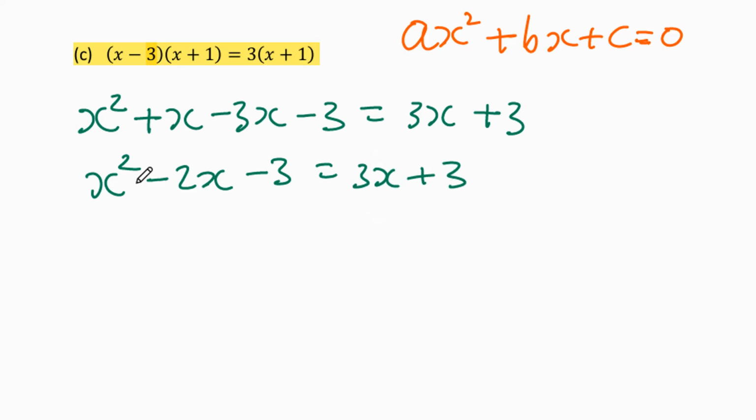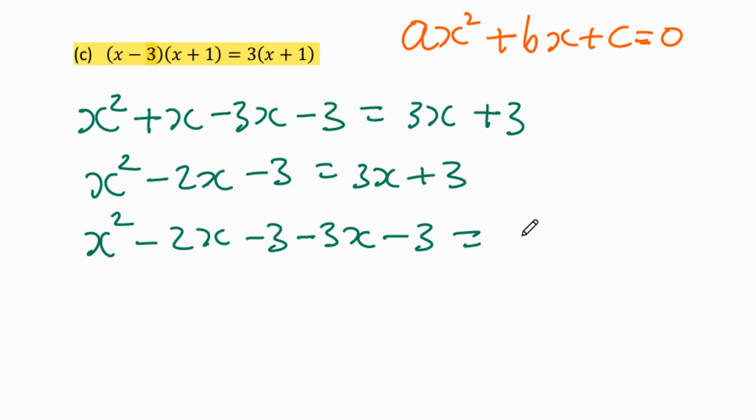Now we can bring all our terms to the left-hand side. Remember, we want 0 on the right-hand side here. So x squared minus 2x minus 3. We can bring these terms to the left-hand side. So 3x we bring to the left-hand side, it becomes negative 3x. This positive 3 here, we bring to the left-hand side, and it becomes negative 3. And this is now equal to 0.